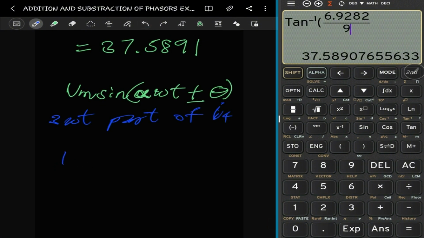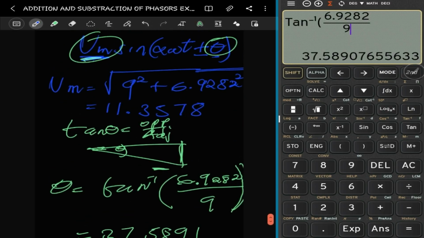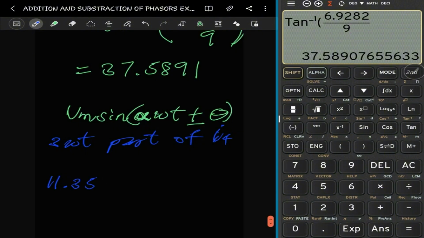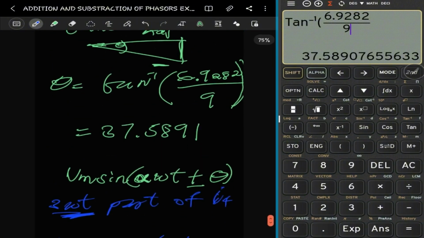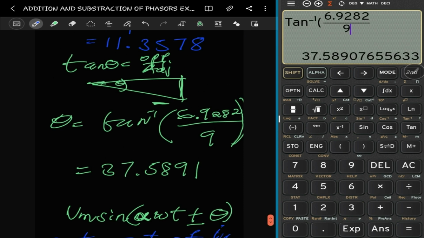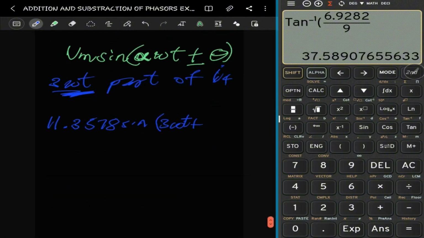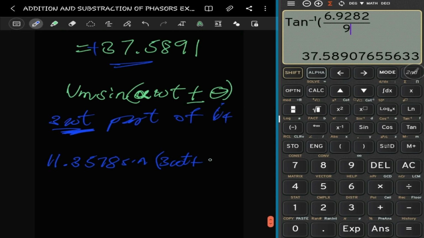So let's write it out. So we have 11.3578. Right, now it's a sine function, so that doesn't change. And then there's the part we said, the 3wt part, so 3wt, right? And then most of the time, whether there's a plus or minus, where they are not 90 degrees to each other, you just use the value, whether positive or negative, to tell. So this one is just positive here, right? There's no negative, so that's a plus. So that'll be plus 37.5891.